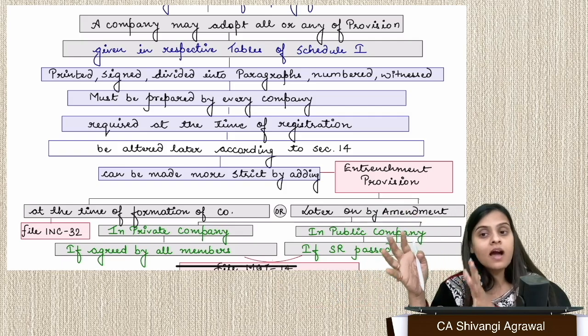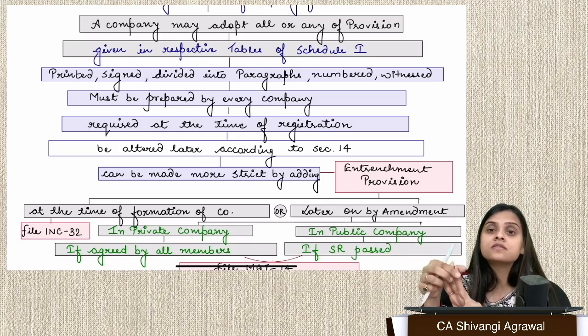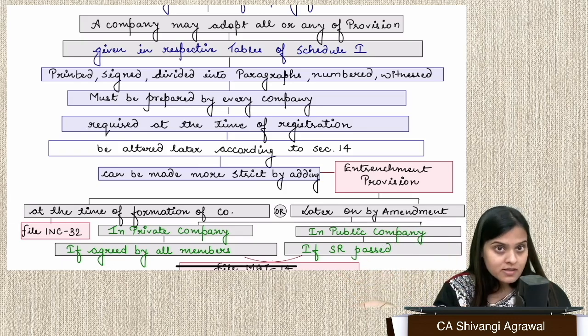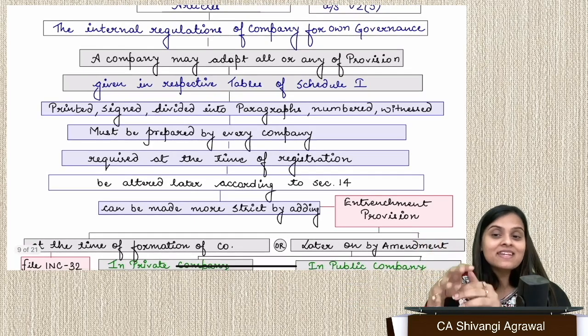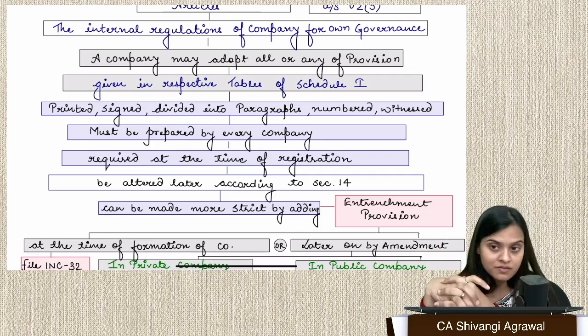Now, again, articles of association is printed. It's divided into paragraphs. It is numbered. It also has a signature of the witness. Right? It has to be prepared for every company. It is required at the time of registration. It can be later on altered. But the most important thing, what is articles? These are the internal regulations of the company for its own governance.